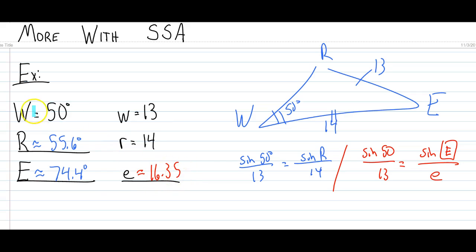Now as I check this, smallest side should be opposite the smallest angle, and largest side should be opposite the largest angle. I have that. That works out pretty well.